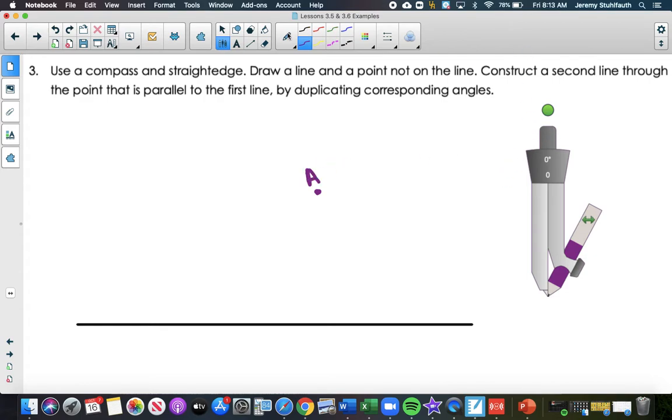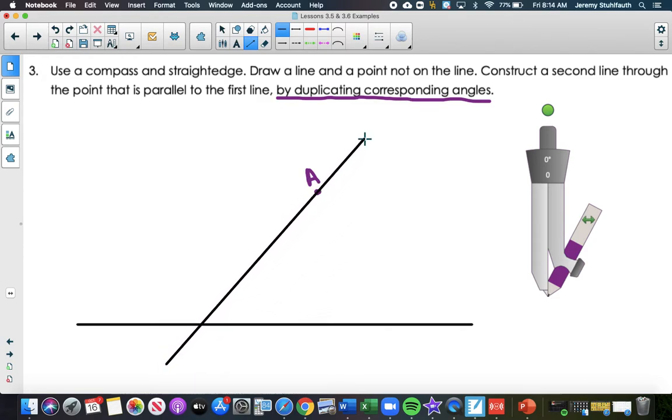Okay. Now, it says construct a second line through the point that is parallel to the first line. So we want to make a line that passes through point A that's parallel to this first line that we drew by duplicating corresponding angles. So we're going to use the idea that if we draw two corresponding angles that are the same size, then we now have two lines that are cut by a transversal that are parallel. So the first thing I want you to do is draw a transversal. And it doesn't matter where you draw your transversal, but all you need to do is make sure that you use your straight edge and you draw a line that goes through the first line you drew and that point, like so.